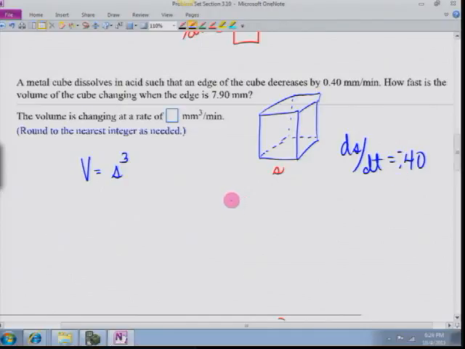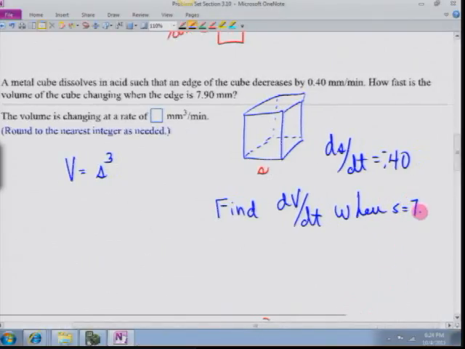All right, what are we supposed to find? How fast is the volume of the cube changing? Okay, so volume of the cube changing. What rate are we asked to find then? Find dV/dt when S is equal to 7.90. So we've drawn our picture, we've written what we were given, and we've written what we were asked to find. Does that make sense so far?